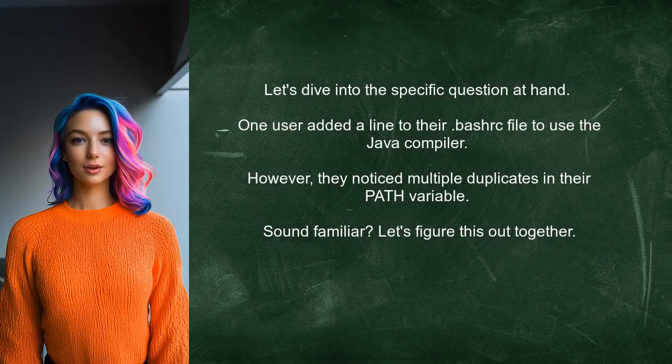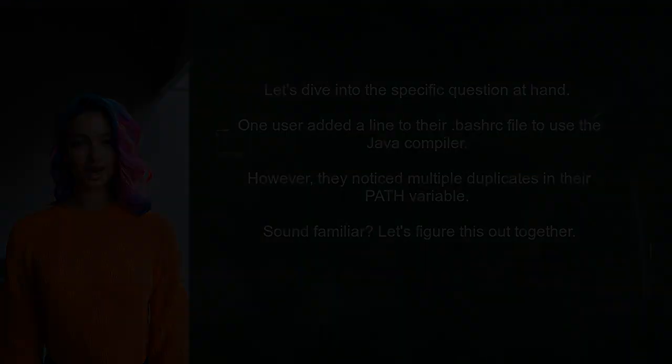Let's dive into the specific question at hand. One user recently added a line to their bashrc file to use the Java compiler from the command line. However, they noticed multiple duplicates in their path variable. Sound familiar? If so, let's figure this out together.